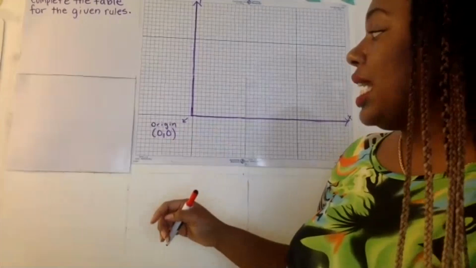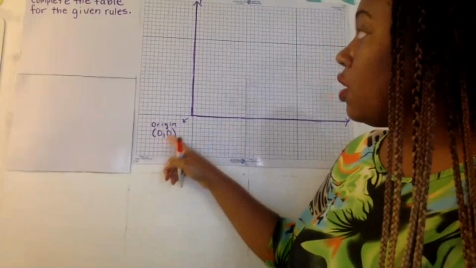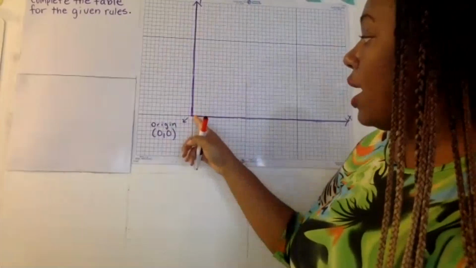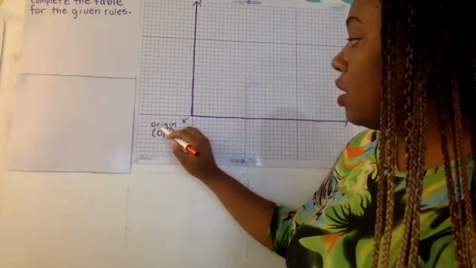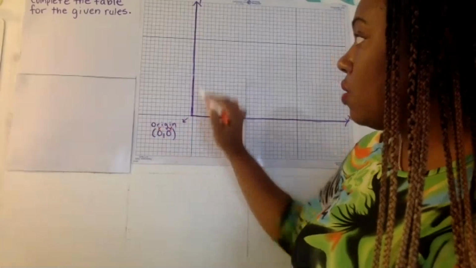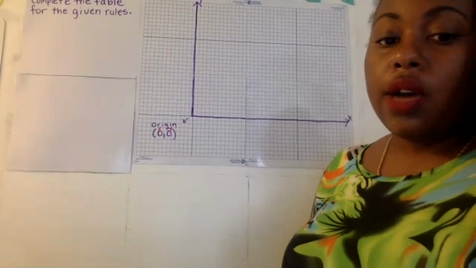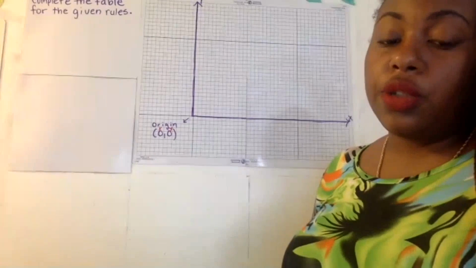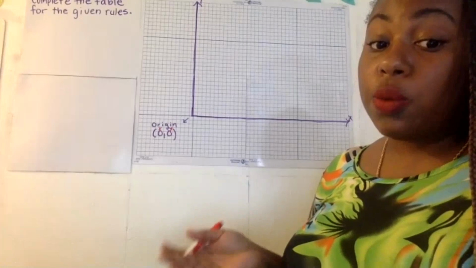I already did that. The coordinate pair for the origin is 0, 0 because y is at 0. Here's y. And x is at 0. Remember, x is always first. So here's x at 0 and y at 0. Now, along both axes, they want you to label each interval counting by 2s to 12.